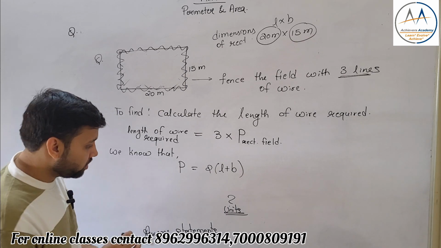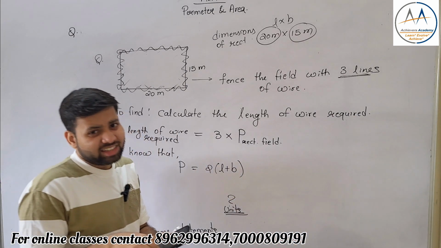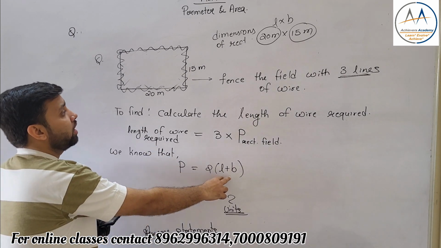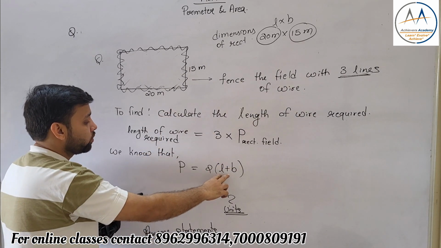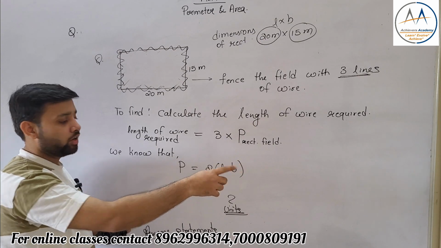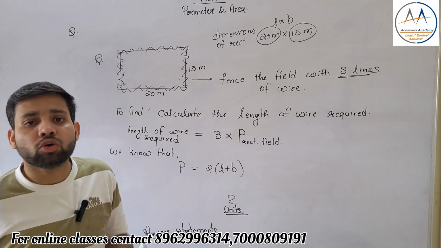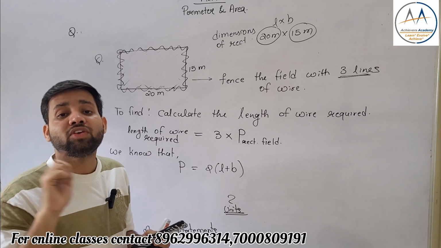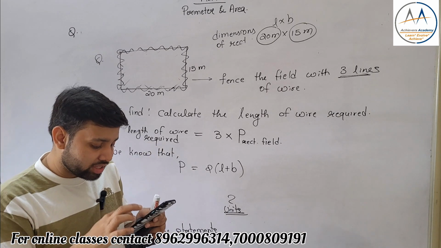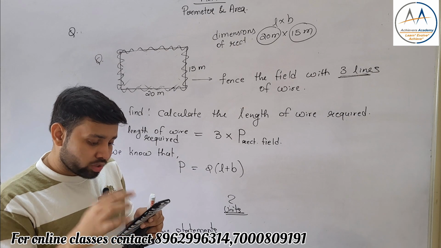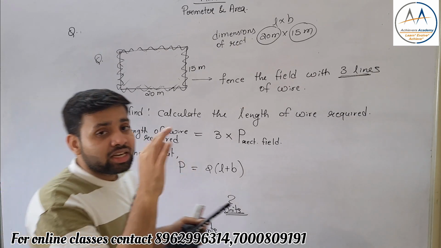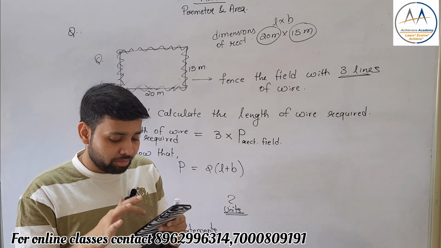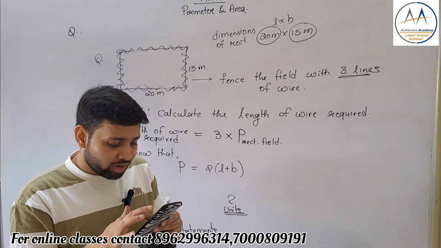Let me discuss the next question. I'll pose this question, not the answers, because it won't be possible for me to solve each and every question, but I've roughly told you the answer. You can note it down on the side. 20 plus 15 will be 35, 2 times is 70. 70 into 3 is 210 meters, the length of the wire required to fence a rectangular field 3 times, in 3 lines or 3 rows. Whenever the total length of wire is required, then definitely we are going to use perimeter.